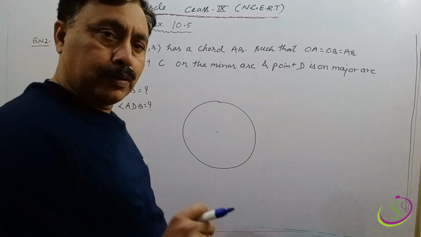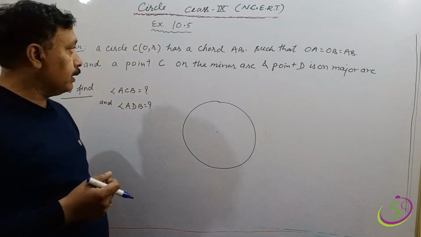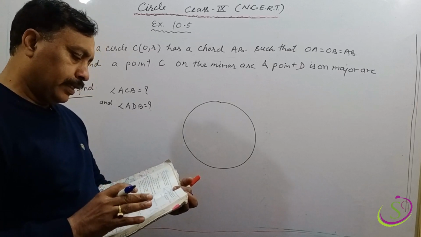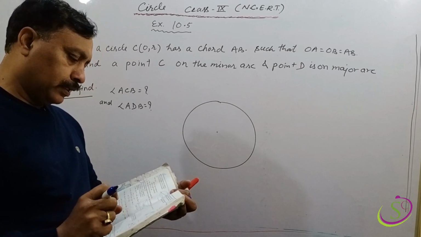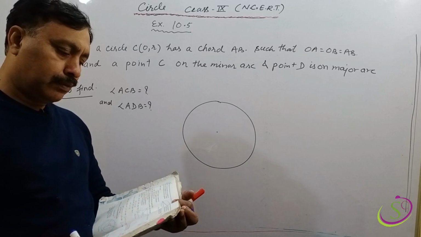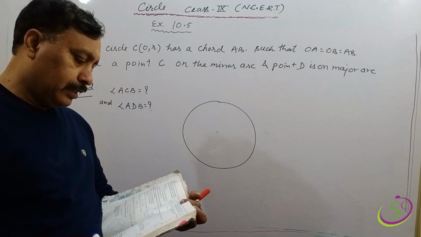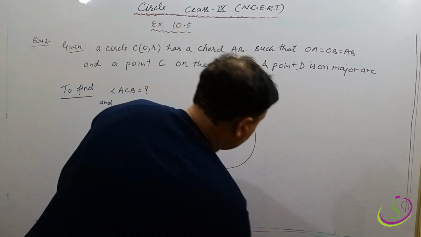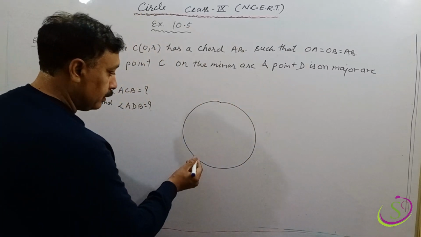Now see question number 2. Question number 2 is saying that a chord of a circle is equal to the radius of the circle, then find the angle subtended by the chord at a point on the minor arc and also at a point on the major arc. Clear?